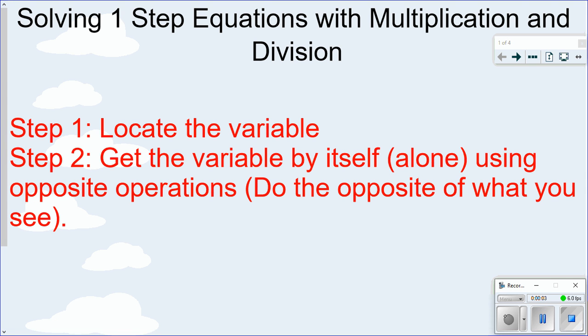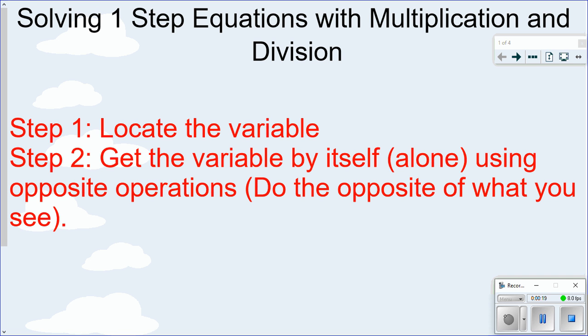This lesson is on solving one-step equations, specifically ones that involve multiplication and division. If you're looking for a lesson on solving one-step equations with addition and subtraction, there should be a link in the upper right-hand corner and you can go to my lesson on that.